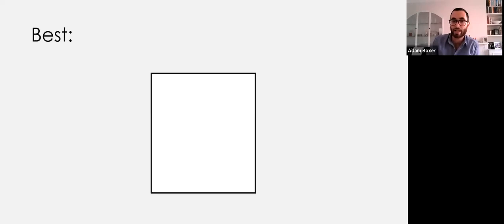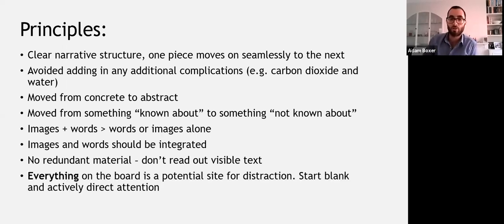Start from a blank canvas, direct attention, decide which part of the heart you want to start with, and move things around. In my explanation at the beginning of Cole, I didn't start once with a completed image. That's because I wanted you to be following me. I didn't want you to be following your own gaze around. I wanted you to be listening to and following me. Our final principle there is that everything on the board is a potential site for distraction. See there, I just read it out even though you hadn't had a chance yet. Start blank, actively direct attention.